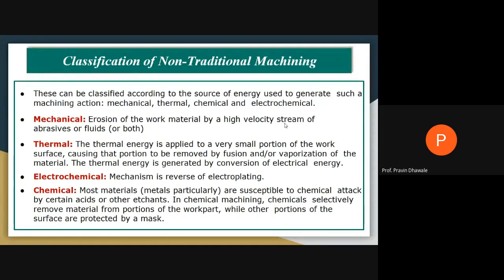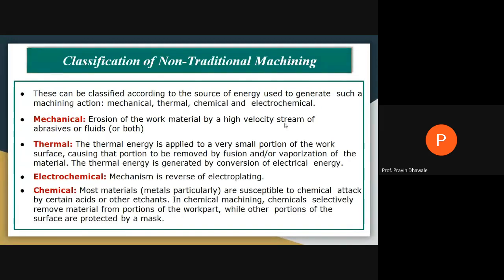So it is a combined action of chemical as well as electrical energy. Such processes are called electrochemical machining, right? It may consist of EDM, electro discharge machining, right?